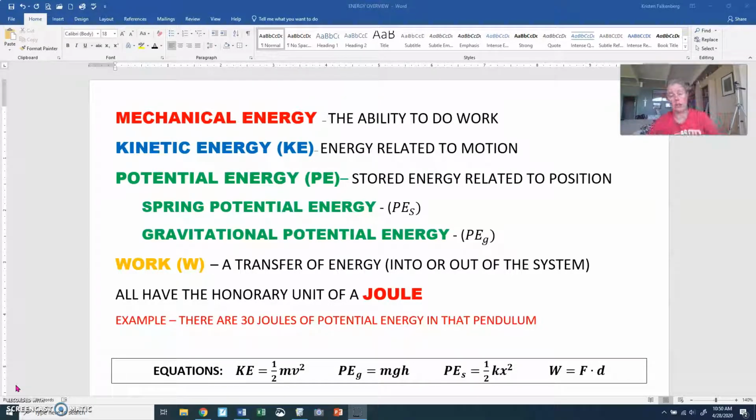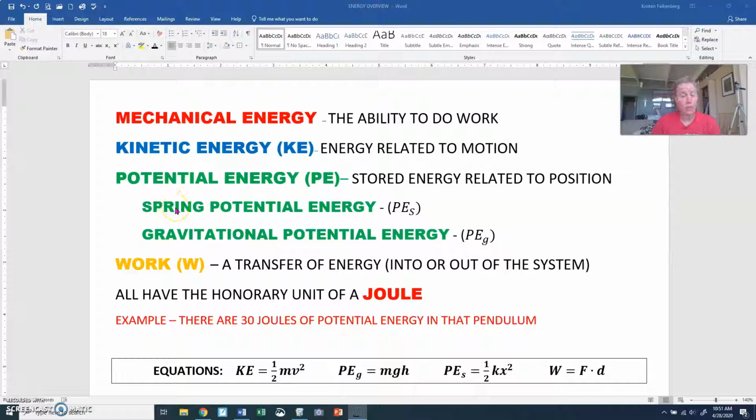And kinetic energy is an energy related to motion. So if I have something moving, I'll have the ability to do work. Bowling ball, bowling pins, right? They move the bowling pins, right? Potential energy, that's stored energy related to position.